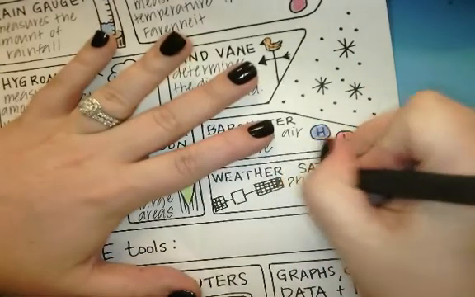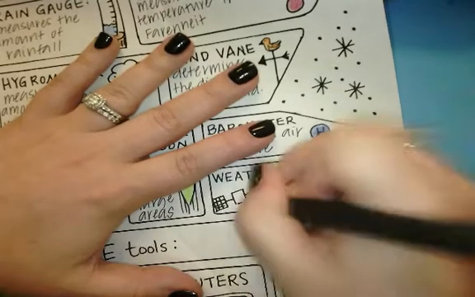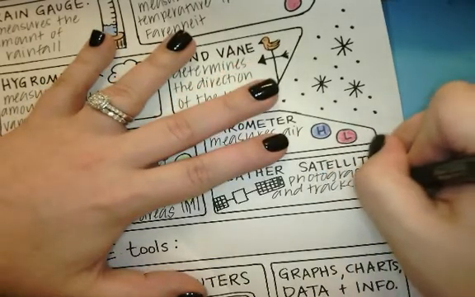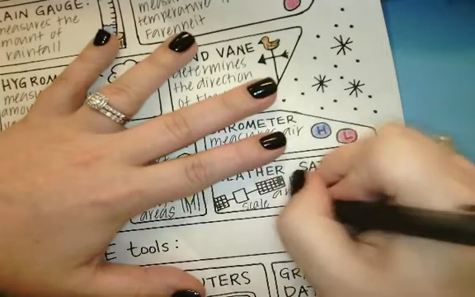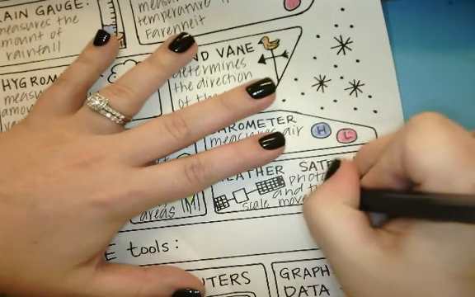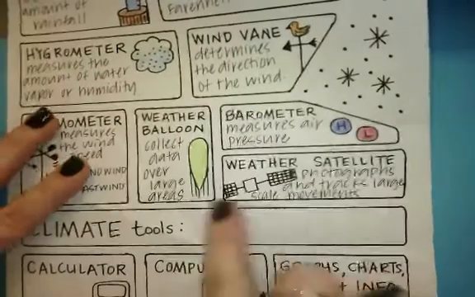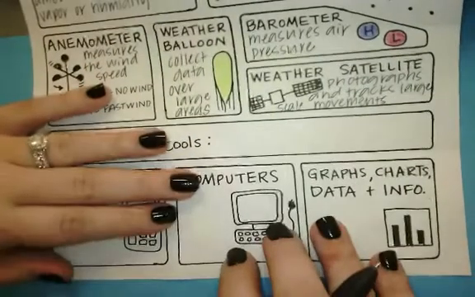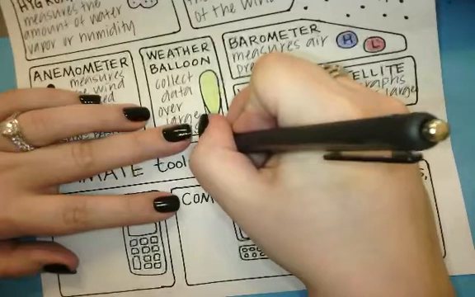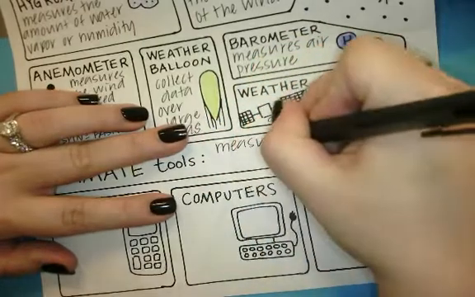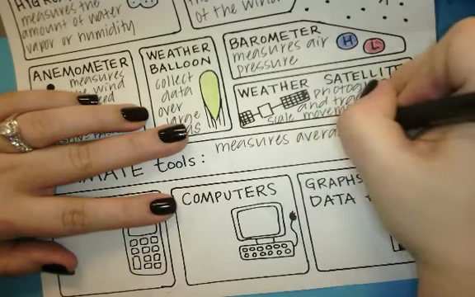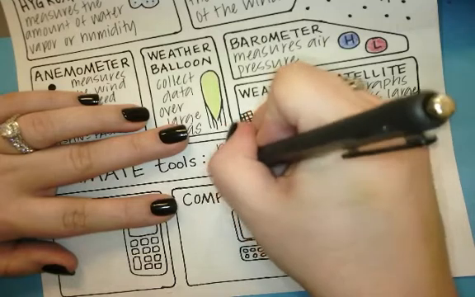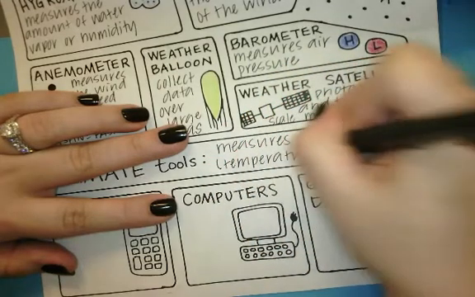All right, weather satellite is next. And we're going to write that it photographs and tracks large scale movements. So as weather systems move globally, your weather satellite out in space is going to collect that data. All right, next section, climate tools. We're almost done. We're going to write that it measures averages. Remember, climate is what you expect, not what you get. And that is temperature and rainfall.